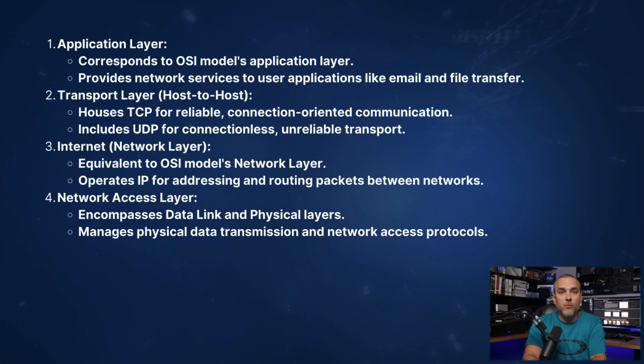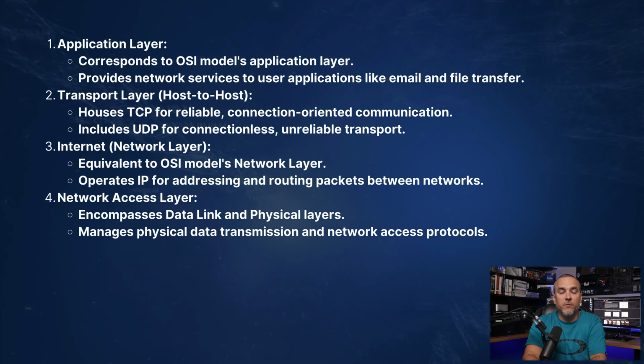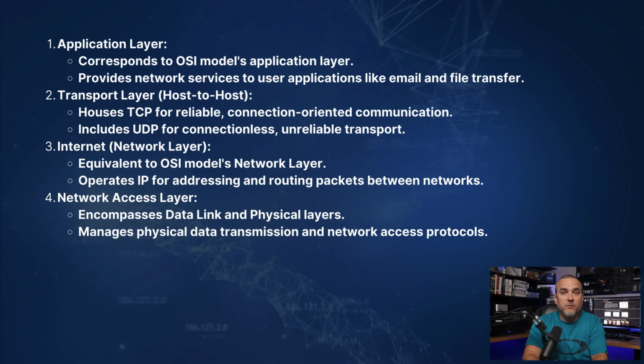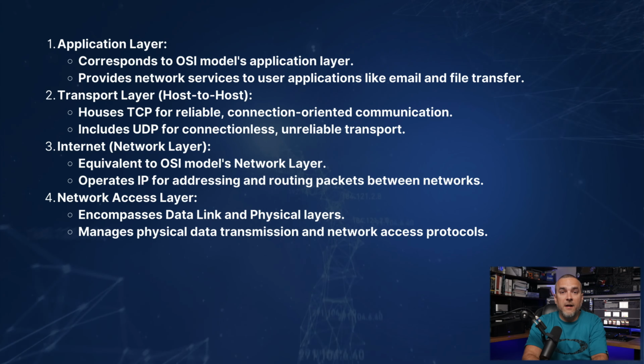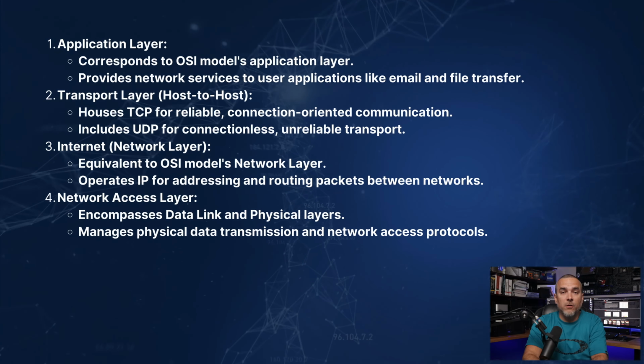The Internet layer is equivalent to the OSI model's network layer and is where the Internet Protocol, or IP, operates. IP handles the addressing and routing of packets between different networks, allowing data to travel between multiple network segments to reach its destination. Last is the network access layer, which includes all of the lower layers of the OSI model, data link and physical layers, and deals with the physical transmission of data over the network medium. It includes protocols for defining how data is formatted for transmission and how the devices access the network.